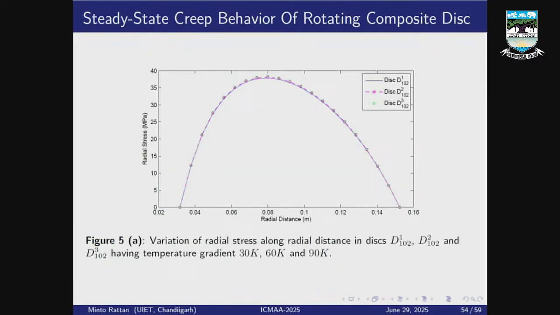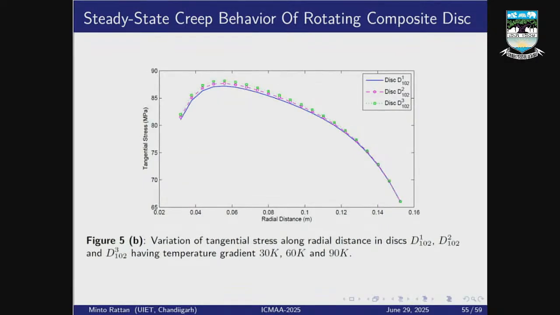Once again, the effect of different parabolic thermal gradients on radial stresses developed in rotating disk 1, disk 2 and disk 3, having temperature gradients of 23.63 Kelvin, 49.23 Kelvin and 73.87 Kelvin respectively, shown in figure 5a, is very small. The effect of different parabolic thermal gradients on tangential stresses, as shown in figure 5b, is also very small.